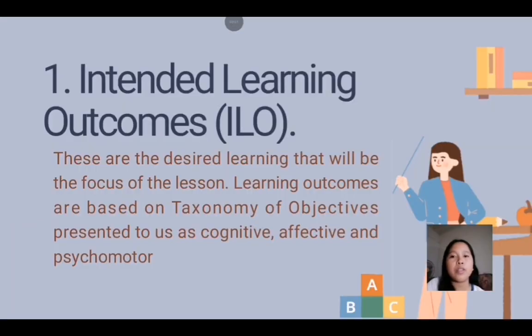Here is the first part of the lesson plan: intended learning outcomes or objectives. These are the desired learning that will be the focus of the lesson. Learning outcomes are based on the taxonomy of objectives presented to us as cognitive, affective, and psychomotor.